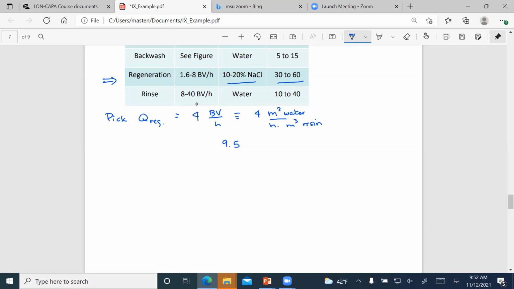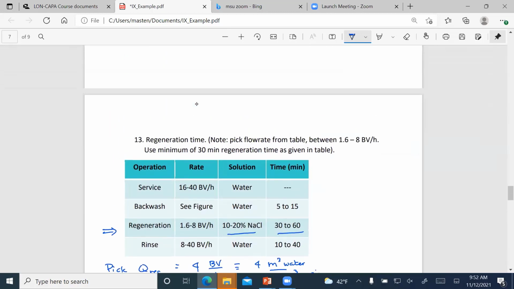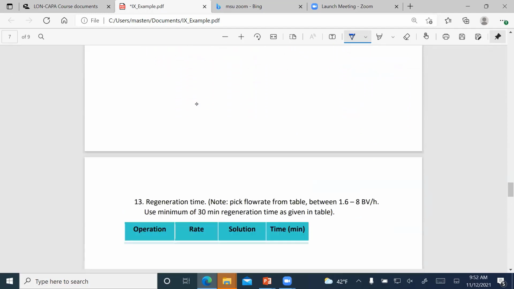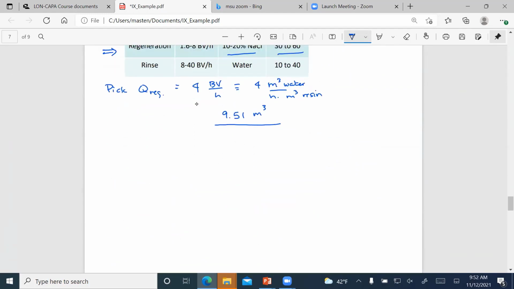We have 9.1 meters cubed. Where did we get that? Back up here. That's the volume of our salt solution. We'll divide that by 4 meters cubed of water per hour per meter cubed of resin, times the volume of the resin, and that is 0.37 hours.